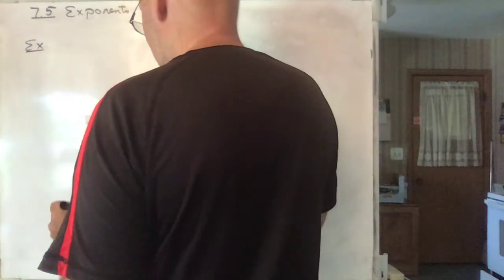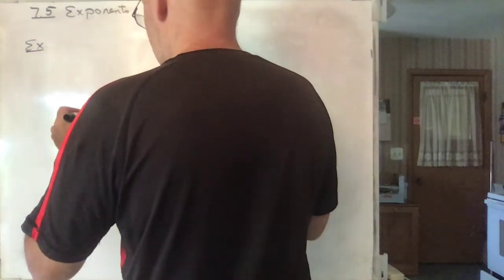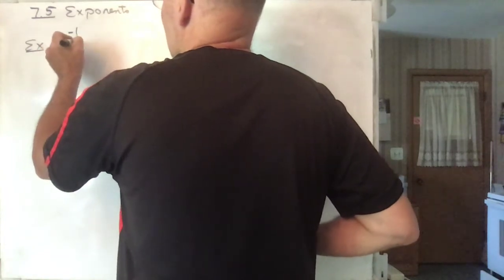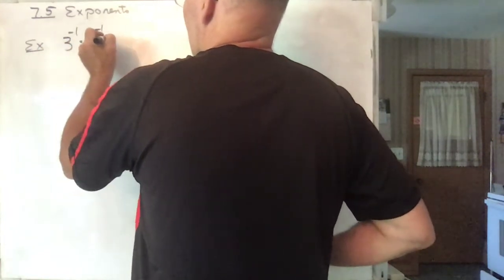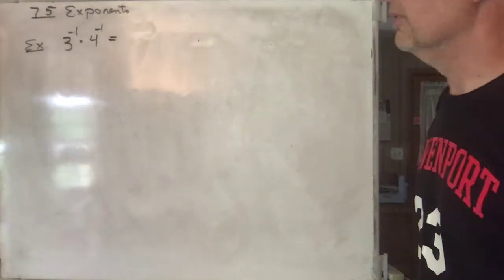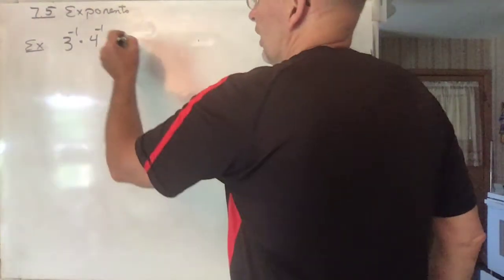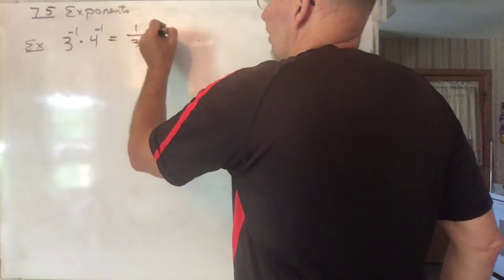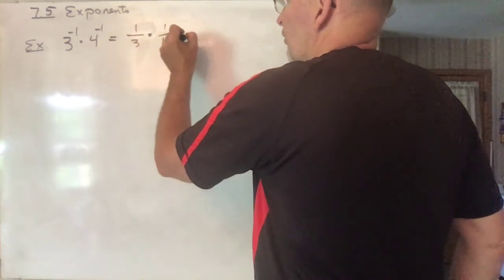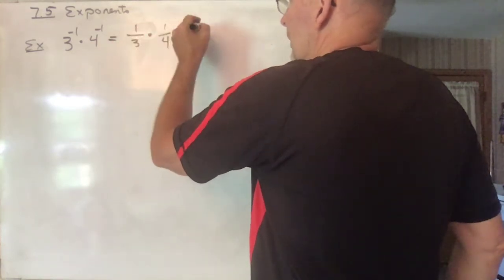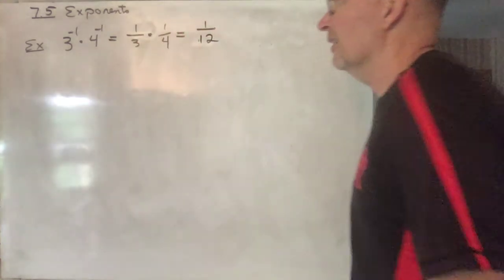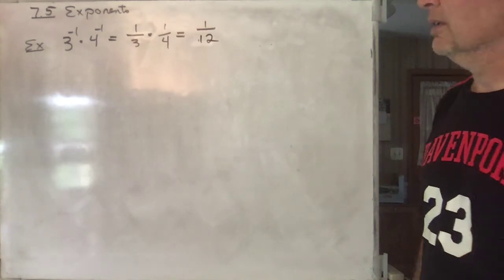What if you were to multiply these two together? 3 to the negative 1 times 4 to the negative 1. What's that equal to? Well, that's 1/3. This is 1/4. Remember how you multiply numbers? You multiply the tops, multiply the bottoms, and you get that right there. Okay?